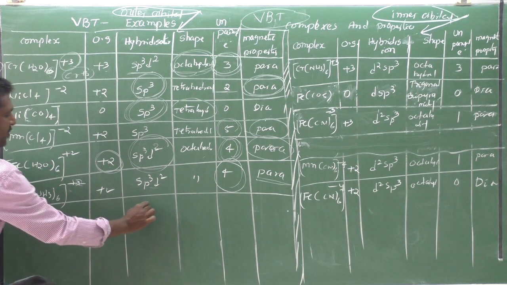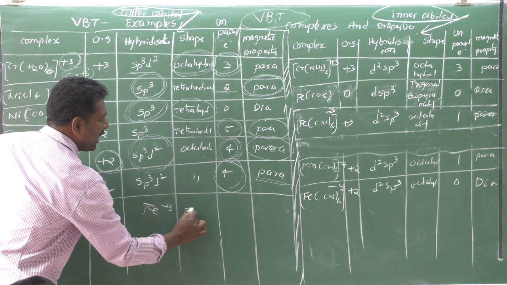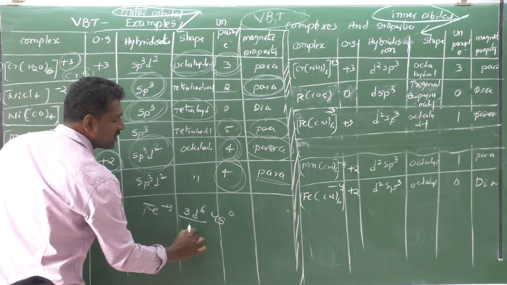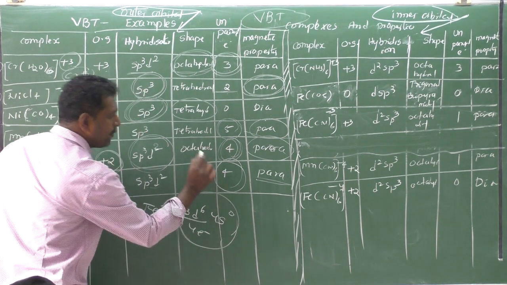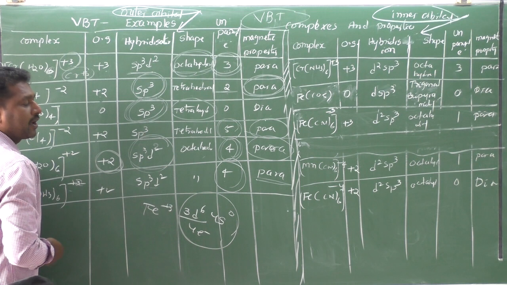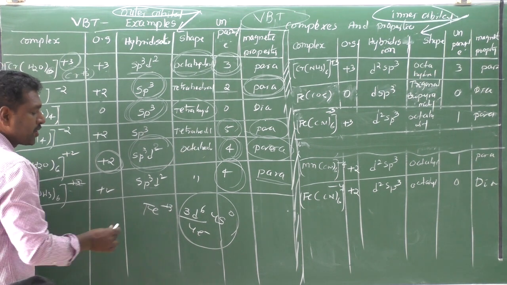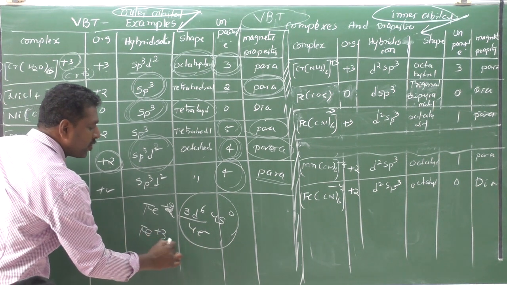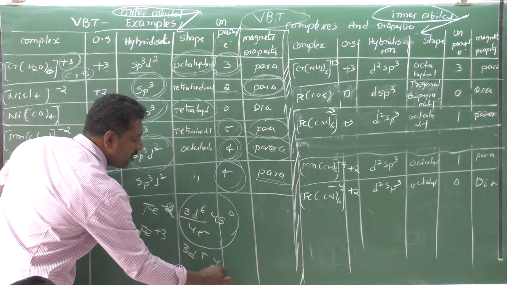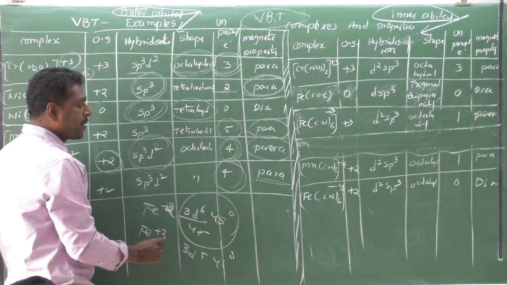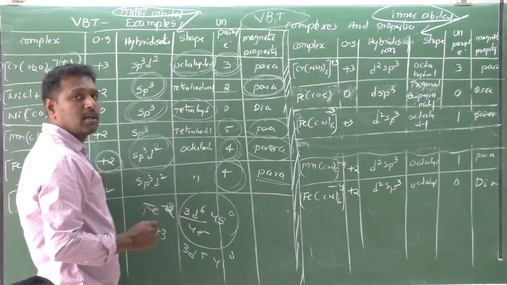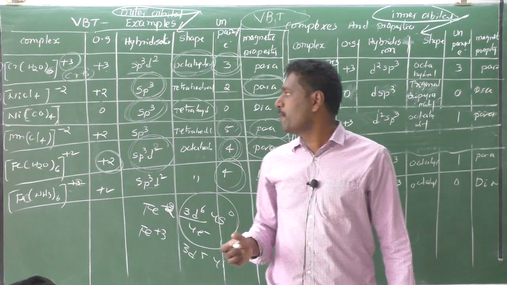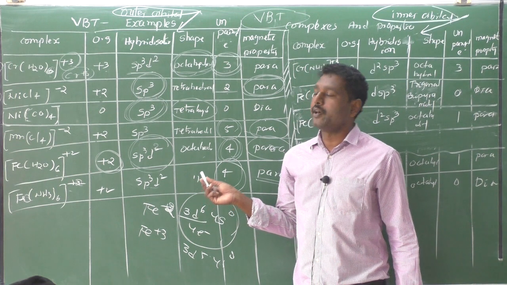Here Fe plus 2 means 3d6 4s0. Therefore 3d6 means 4 unpaired electrons are possible. Therefore paramagnetic nature. If it is Fe plus 3, then 3d5 4s0. 3d5 means 5 unpaired electrons. So Fe plus 3 is more stable than Fe plus 2 because of its stable electronic configuration.